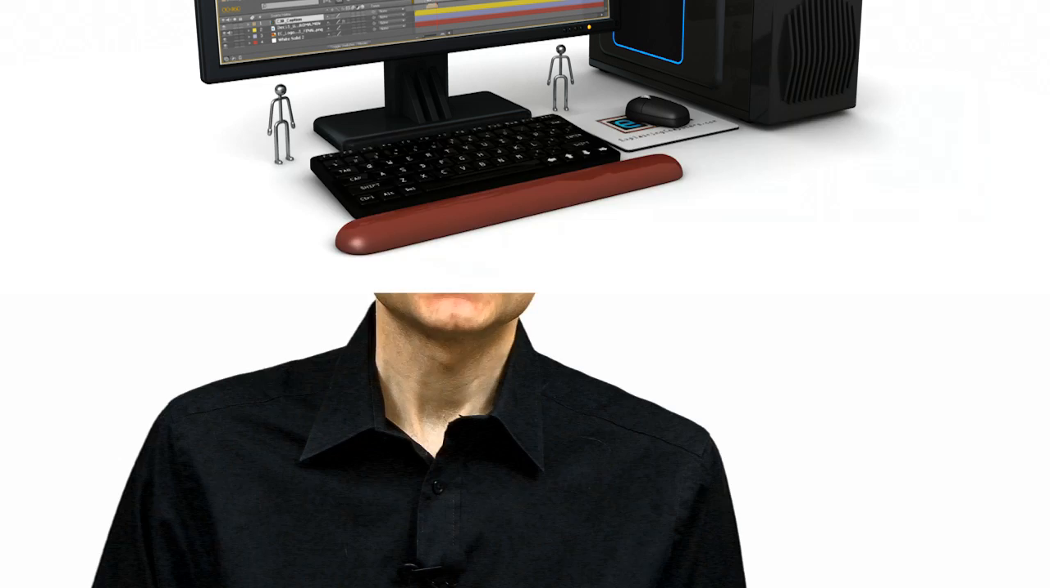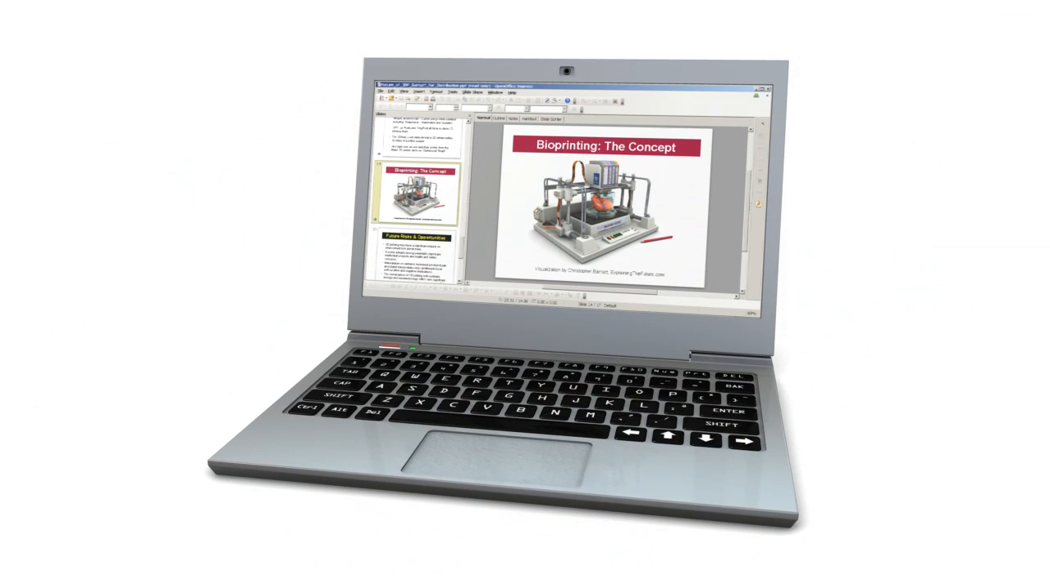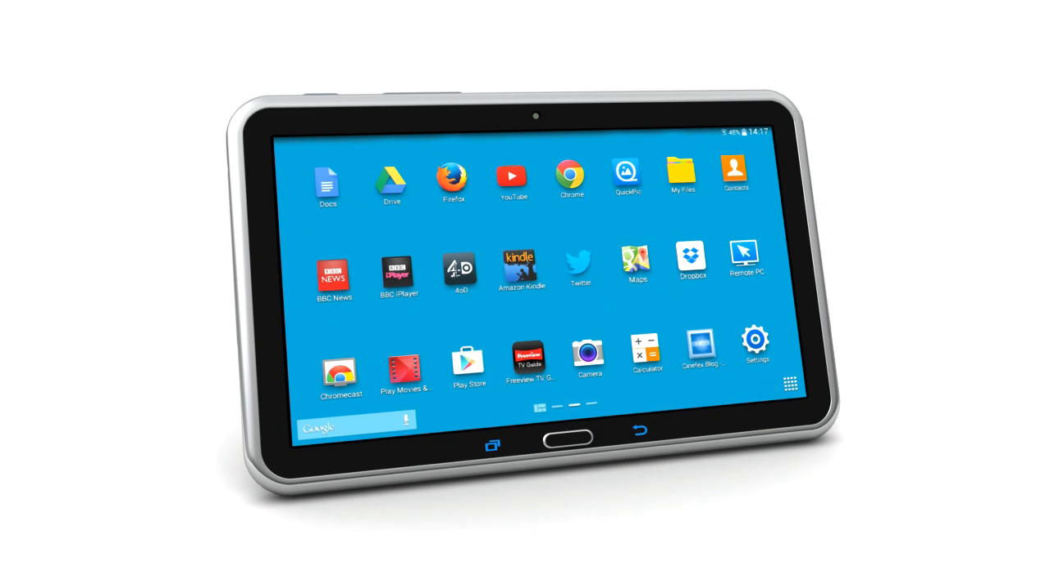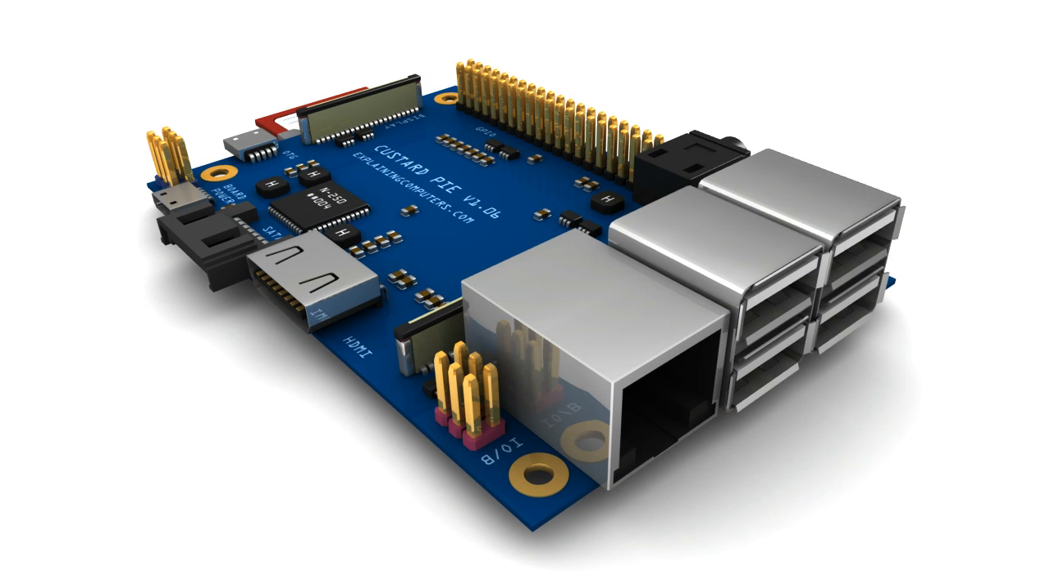So as you hopefully saw in the introduction, we've got a desktop PC, we've got a laptop, we've got a tablet. There'll be tablet stuff coming up on this channel in the coming months and years. And we've also got a single board computer, and there'll be lots of stuff about Raspberry Pi and stuff like that continuing on the channel.